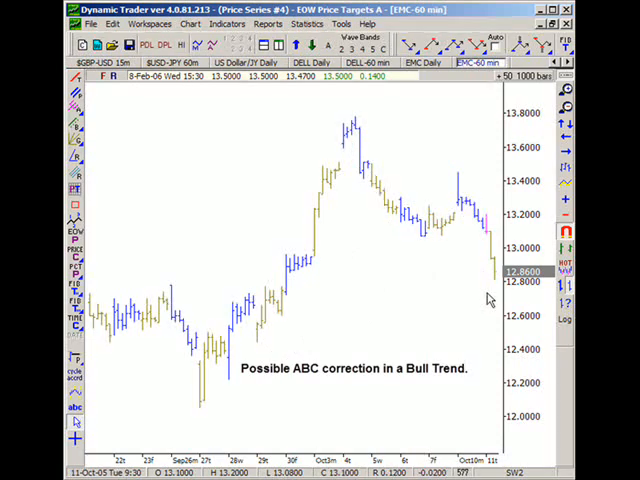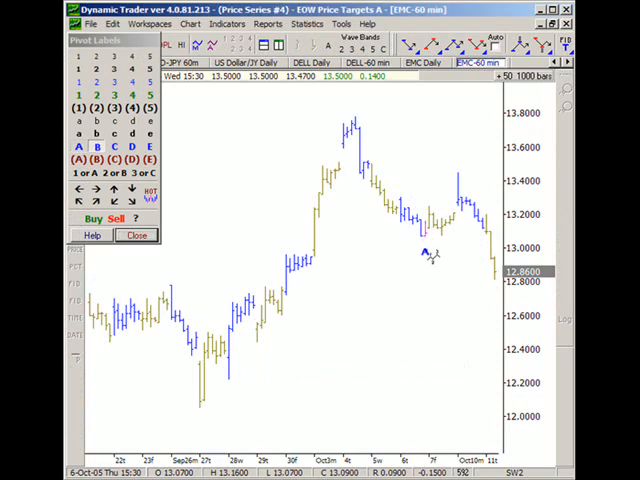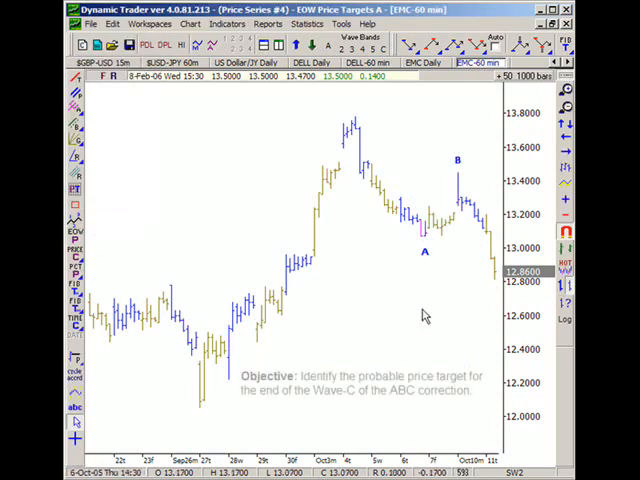So our objective is to identify the end of the C section of the ABC correction. So a possibility of an A, a B, and we want to identify where the high probability specific target would be for the wave C. Now, we don't know if this correction is going to end as an ABC, or it may not even be a correction. It may continue to a new low. But we're going under the assumption that it's in a bull trend, it's making a correction, and so far it's meeting all the conditions for a three-section ABC correction.